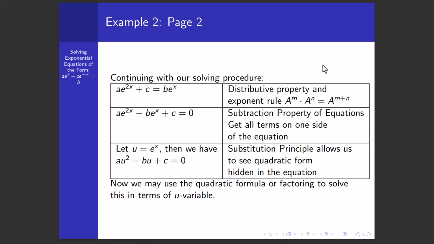Now, if I make a substitution that u is equal to e to the x, then I have a quadratic form hidden in this exponential equation. So under this substitution, I can now have a u squared minus b u plus c equals 0. And again, now that I've exposed this quadratic form, I can use either the quadratic formula or a factoring procedure to solve in terms of the u variable.